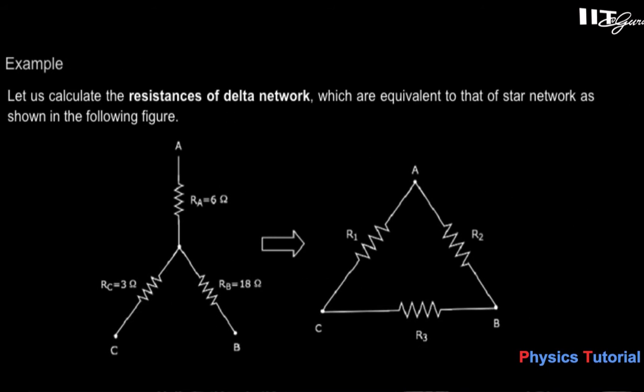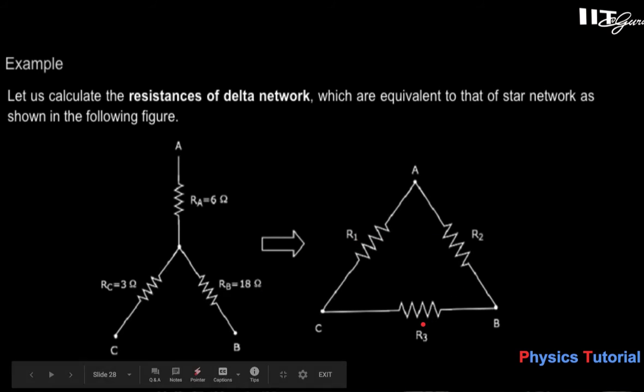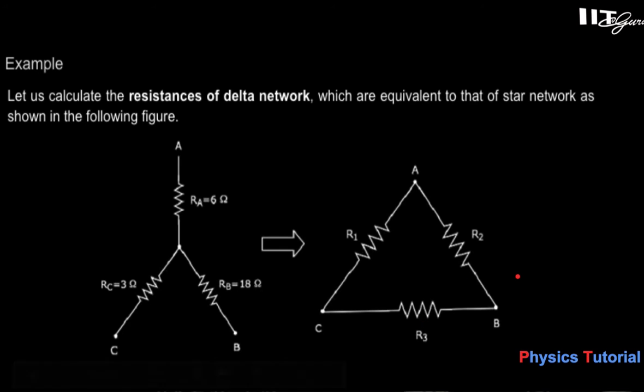So to understand this all, let's start with a problem and how to calculate this. We'll practice one of them only, a star to delta conversion. In a star, suppose resistance RA is given as 6 ohm, resistance RC is given as 3 ohm, and resistance RB is given as 18 ohm. Just for practice, we have to find the delta values R1, R2 and R3. So let's start. Try yourself first and then see the solution.